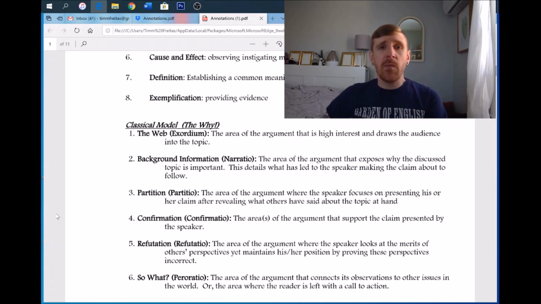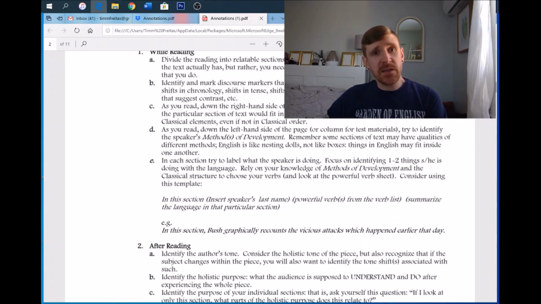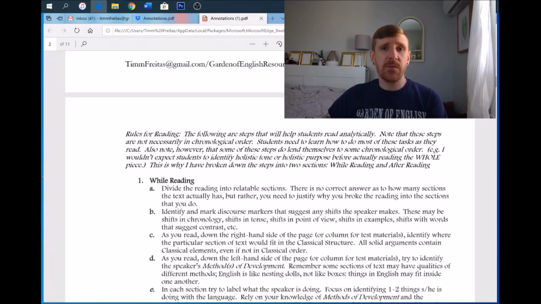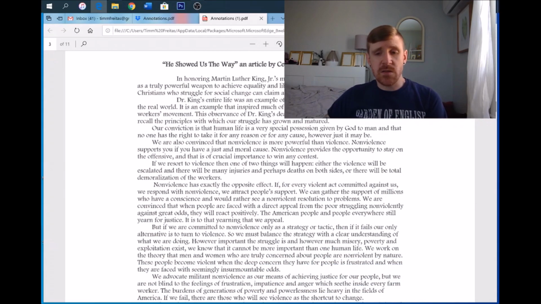So we want to define those things for the students. We want to define those things for ourselves and go over our reading and say, okay, what elements do indeed fit? So without further ado, let's scroll down here, and we are going to scroll past this page because this has a couple more steps I have for annotations in here. And we're going to pull up "He Showed Us the Way."